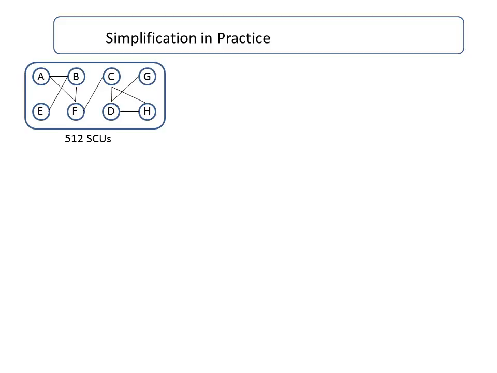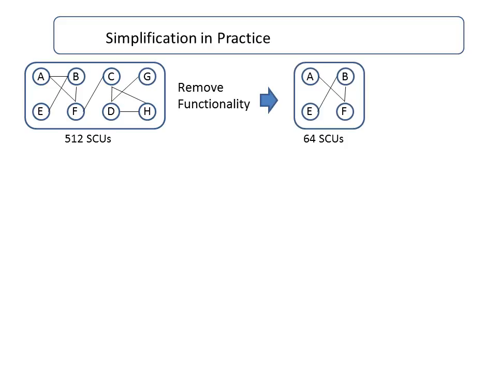The first thing that we might try to do to simplify this system is to remove functionality from it. So, for example, if we could remove half of the functionality from the system, we would have a dramatic impact on the complexity of the system. We would reduce it from a starting point of 512 SCUs down to 64 SCUs. That would be almost a 90% reduction in complexity.